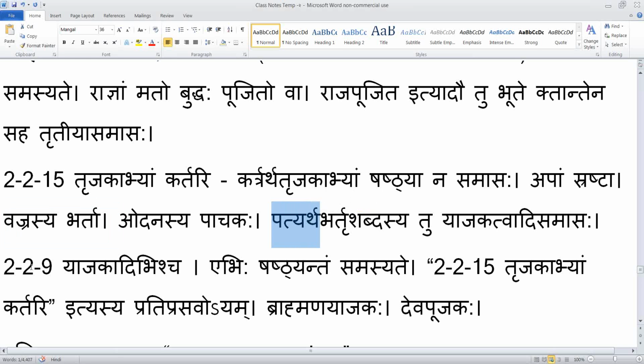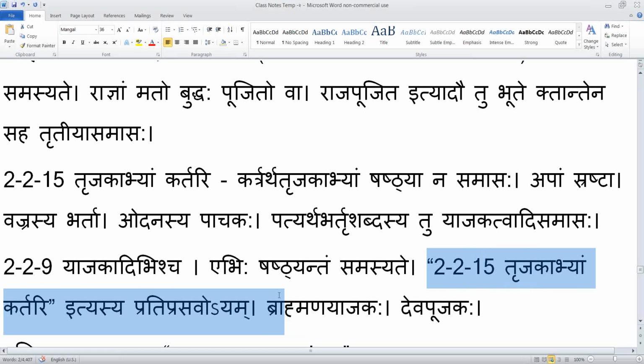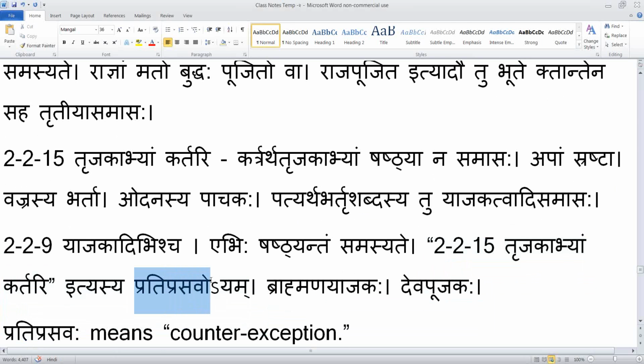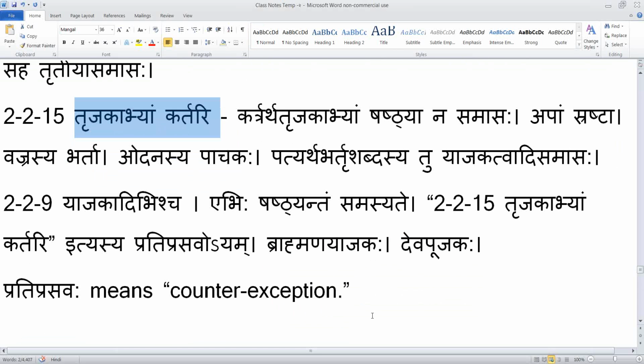And so this yajakadibhyascha is a compound of shashtyantam samasyate, and it is a prati prasava of trijakabhyam kartari. Prati prasavaha, an interesting word, means counter exception. This is used by Bhattoji in the Siddhanta Kaumudi. These are all from the Siddhanta Kaumudi. Brahmananam yajakaha, devanam pujakaha. They would not have been compounding because of trijakabhyam kartari, but because they are put specifically in the yajakadi ganaha, they will be allowed to compound. So this is the complication below that.